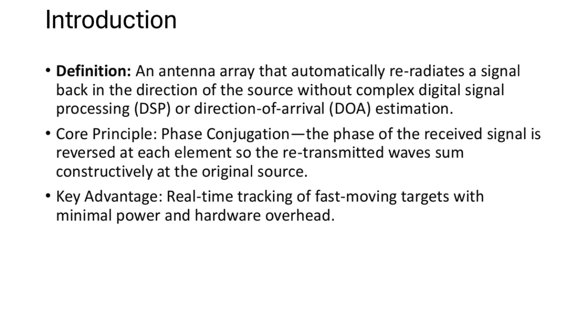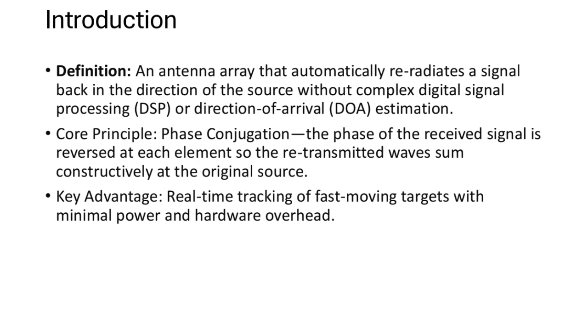An antenna array that automatically re-radiates a signal back in the direction of the source without complex digital signal processing or direction of arrival estimation. You might have learned in your previous classes about the refractive index of signal. Yes, the same principles are implemented here also. Whatever signal is radiated from the antenna will be re-radiated back to the direction of the source. Here the core principle is phase conjugation.